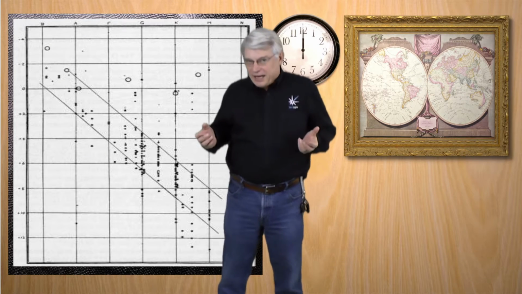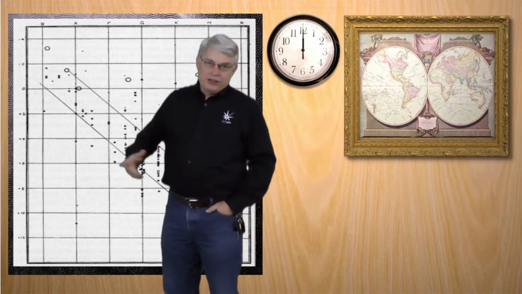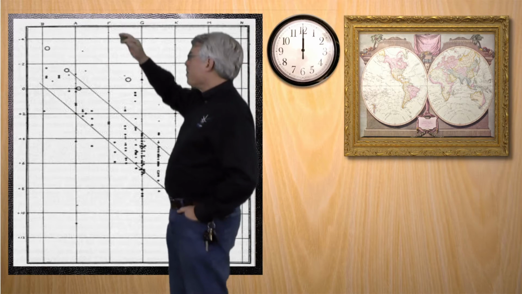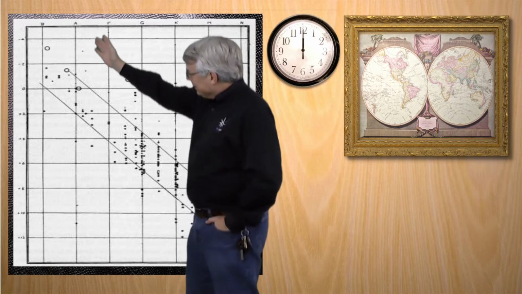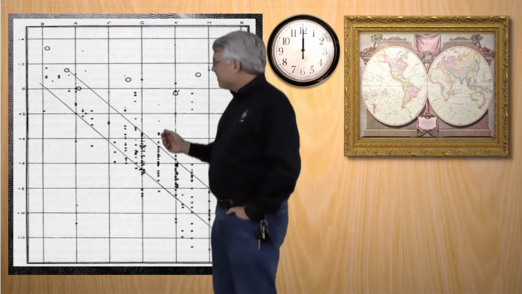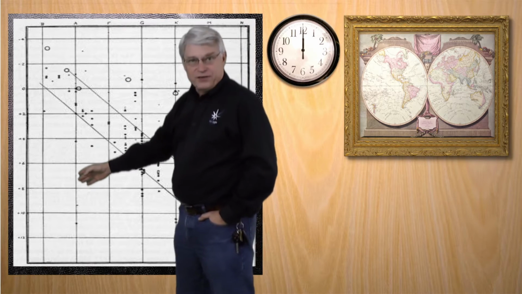Here's the HR diagram that Russell published a few years later in 1917. You can see across the top the spectral classes of the star. Be a fine girl, kiss me. At the left-hand side, you can see the magnitudes of the stars on the vertical scale. At the top, they're very bright. At the bottom, they're very dim.